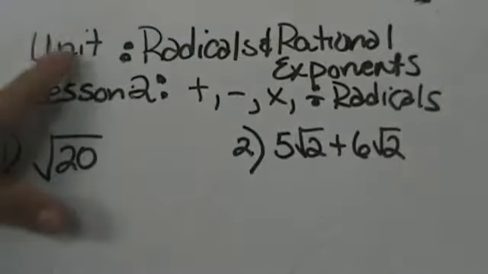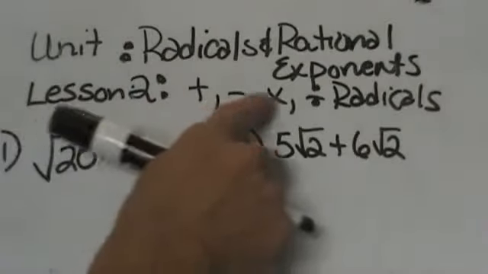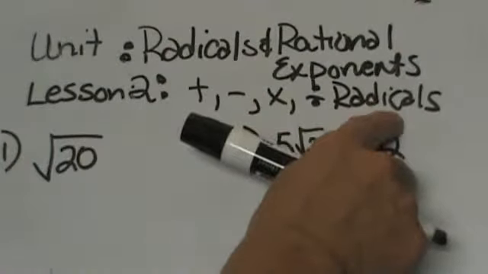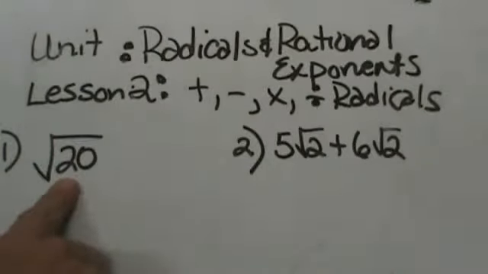Hi, welcome to the unit called Radicals and Rational Exponents. This is lesson 2 on adding, subtracting, multiplying, and dividing with radicals. So we're going to have these square root symbols, okay? Now let's look at just simplifying a square root for a second.